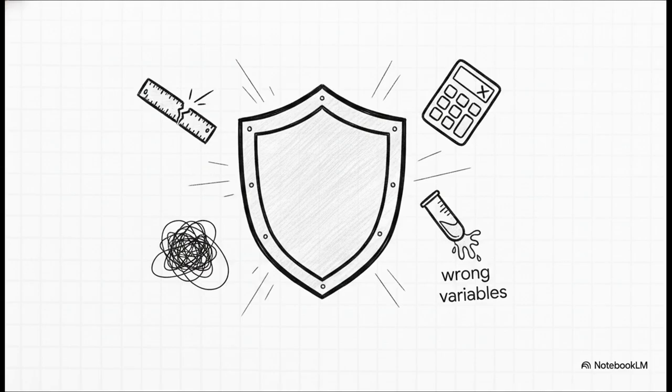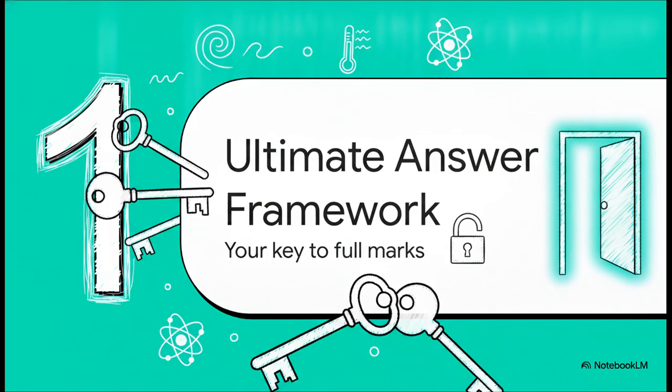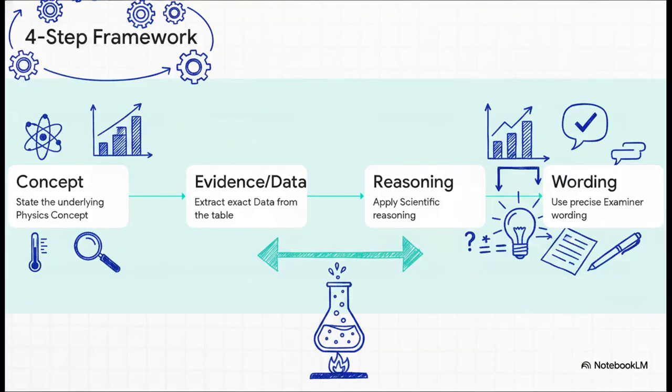Time is ticking in that exam hall, right? So how do we absolutely bulletproof your answers against these traps? That brings us to part 1, the ultimate answer framework. If you want to lock down maximum method marks every single time, you've got to internalize this foolproof 4-step framework. Think of it like building your legal case for the examiner.